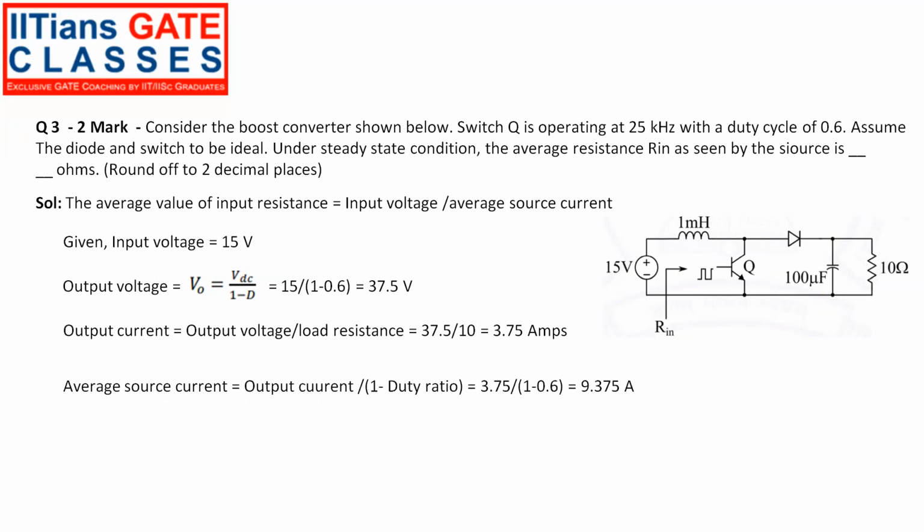Now for the input resistance, we have to substitute the values of input voltage, which is 15 volts, and the average source current, which is 9.375 amps. So therefore the input resistance Rin equals 15 by 9.375 amps, that is 1.6 ohms.